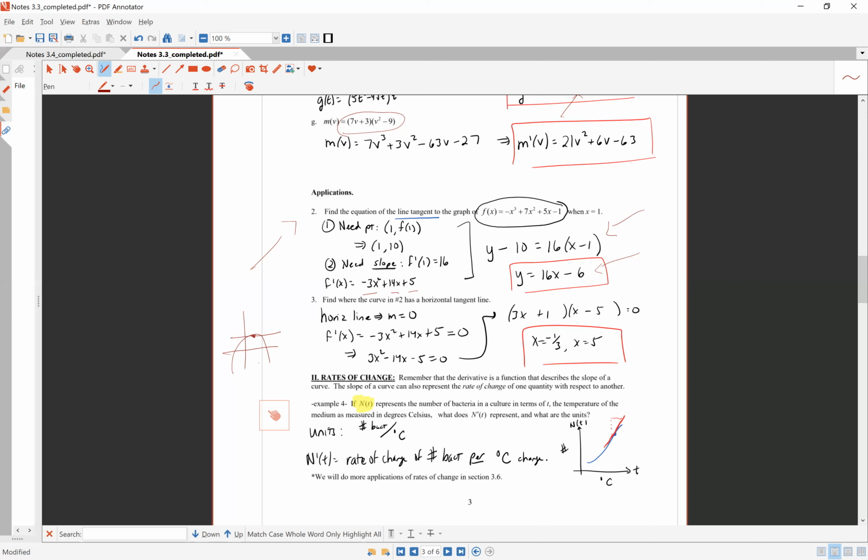We have the derivative, minus 3x squared plus 14x plus 5. You set it equal to 0, and solve that quadratic equation. It's set up so it factors really nicely right here. And so you get x equals negative 1/3 and x equals 5. The derivative is 0 at those 2 points, so there's a good chance that the function will have a horizontal tangent line there.